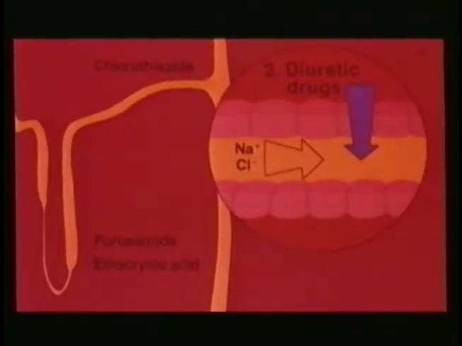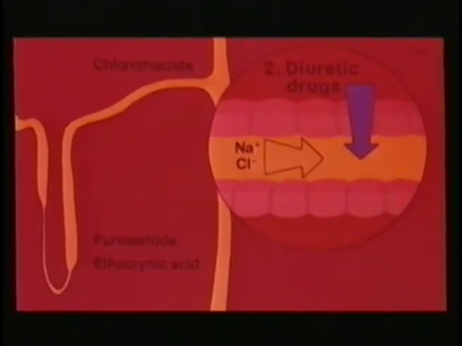A second and very common cause of renal potassium wasting is the administration of diuretic drugs. Diuretics that act in the loop of Henle, such as furosemide and ethacrynic acid, and in the distal tubule, such as chlorothiazide, increase the excretion not only of sodium and chloride, but of potassium as well. The increased delivery of fluid to the late distal tubule and collecting duct caused by these drugs stimulates potassium secretion. Small daily losses of potassium, if continued over a long period of time, lead to severe potassium deficiency.